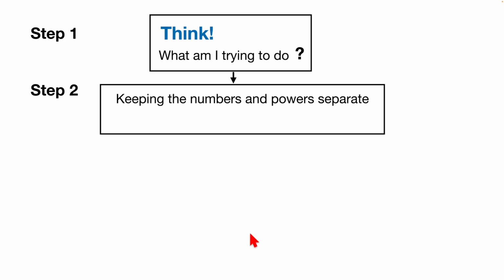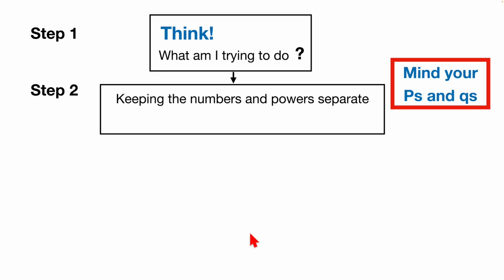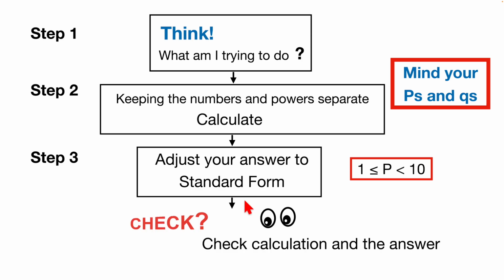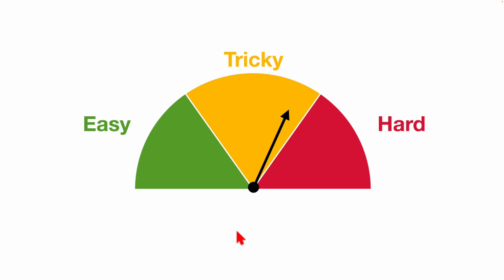This is always a slipping point. So mind your P's and Q's. I love it. Do the calculation. And then adjust your answer to standard form, because your P has to be equal to 1 or greater, and less than 10. And then that just requires you to alter the P and adjust the power of the 10. And then check your calculation.